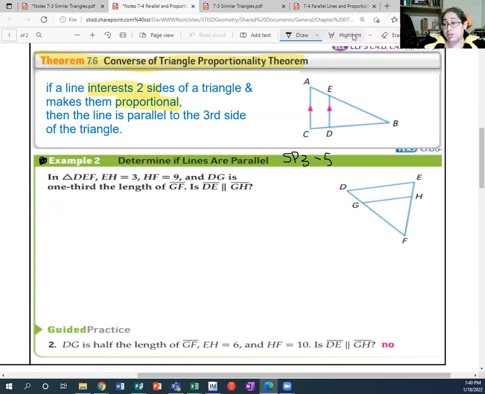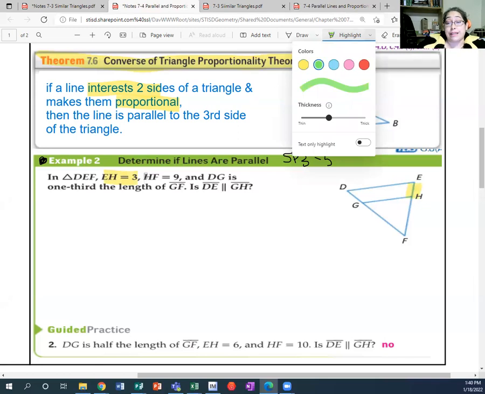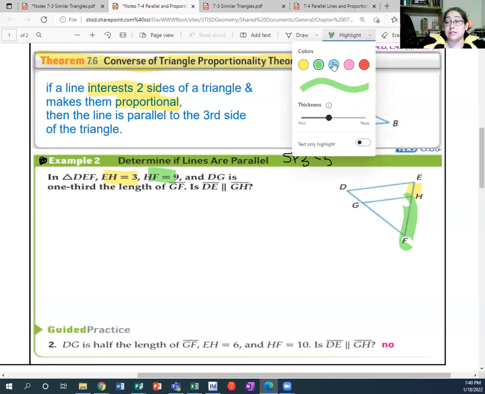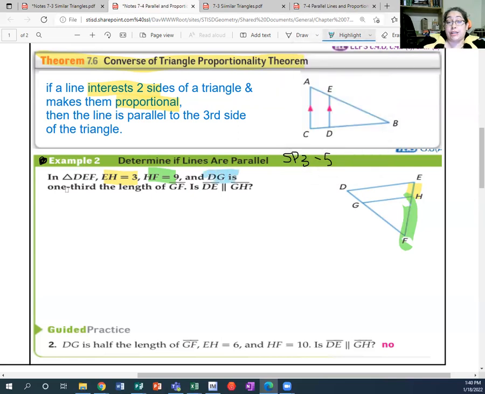Let's look at the information they've given us so far. They've told us that in triangle DEF, E to H is 3, H to F is 9, and DG is 1/3 the length of GF. That doesn't seem helpful. Okay, let's write in math statements the information that we have so far.